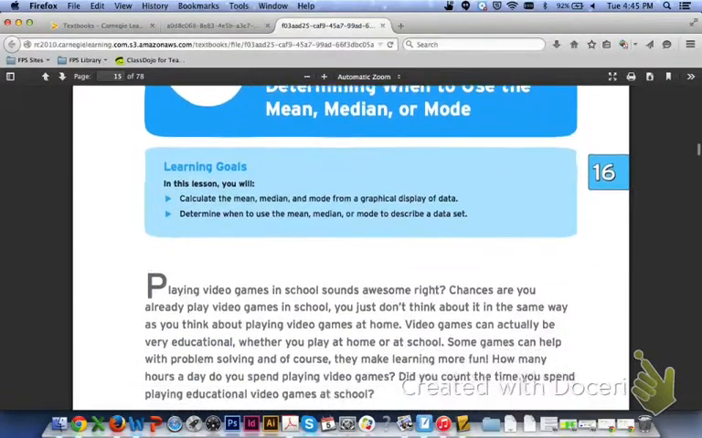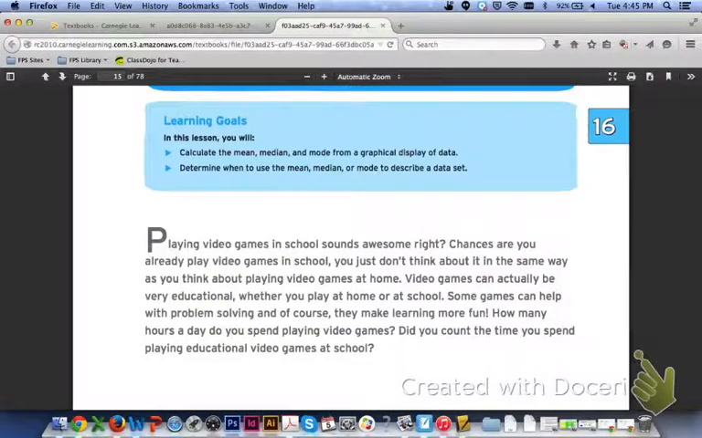I know a lot of you play video games. Chances are you already play video games, not just at home, but sometimes at school. You just don't think about it in the same way as you think about playing video games at home. I know the Mathia program has some games that you can play at the end of units. So video games can actually be very educational, whether you play at home or school. Some games can help with problem solving, and of course, they make learning more fun.